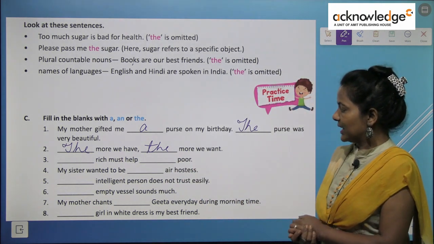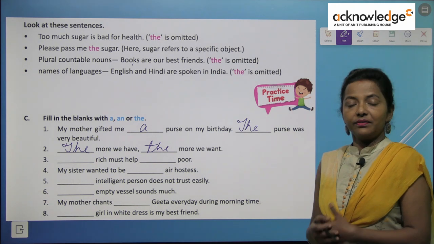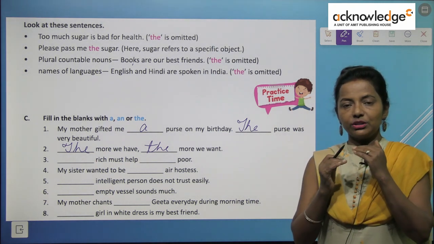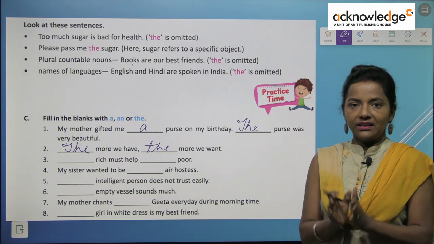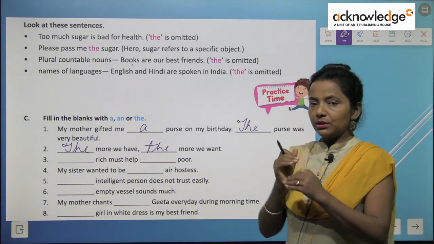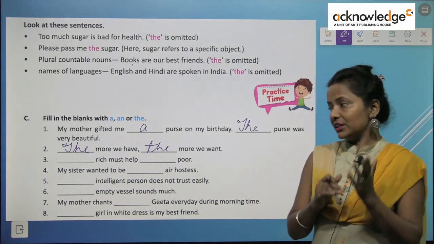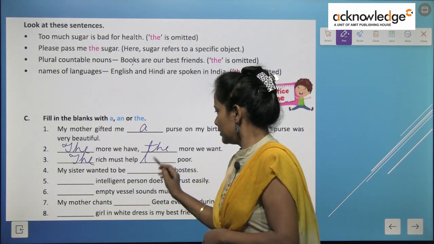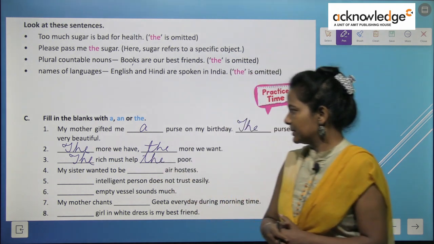Dash rich must help dash poor. The rich must help the poor. Again we are talking about a definite person. जो rich हैं, देखिए rich को as a noun use किया गया है. The rich must help the poor. Here we are talking about a definite person.